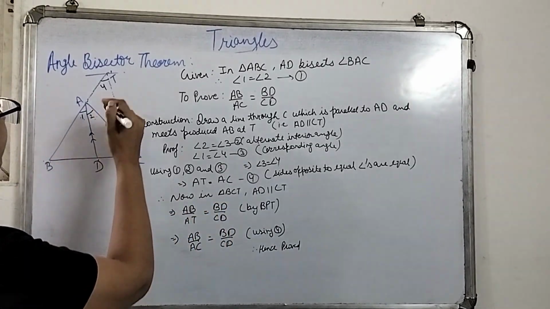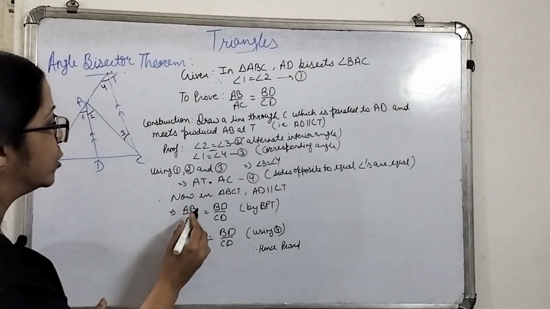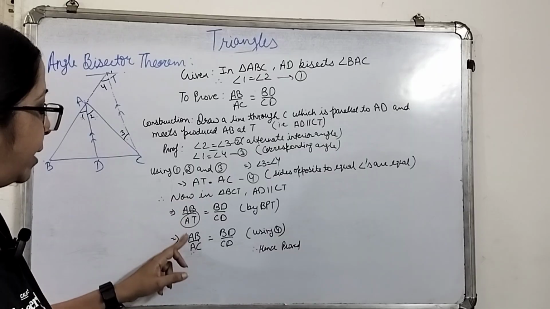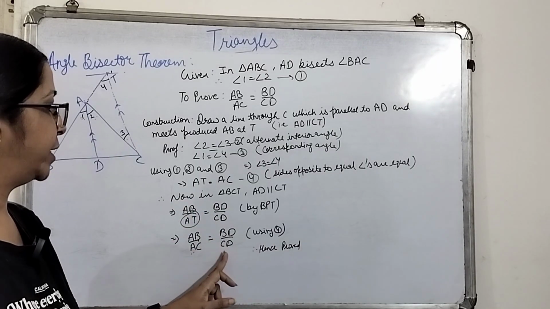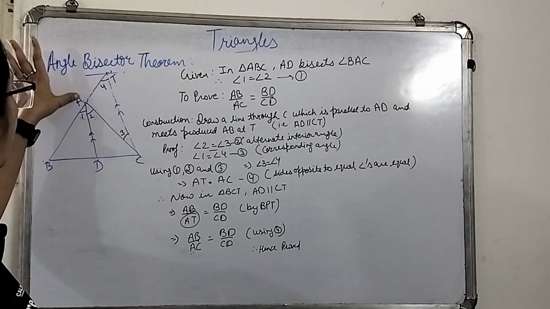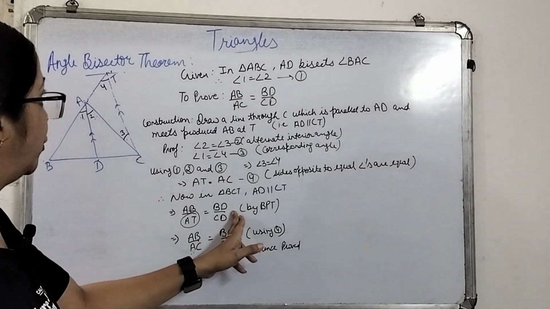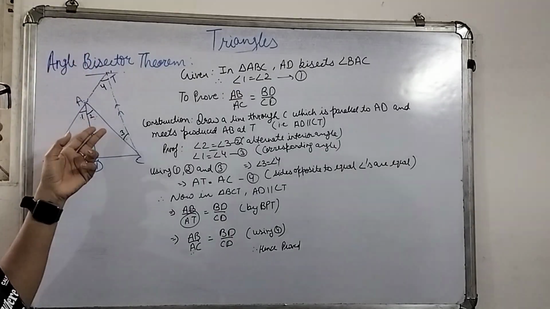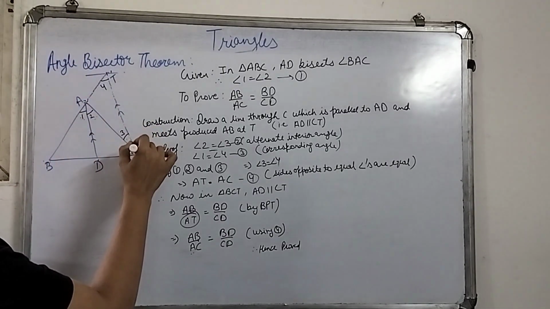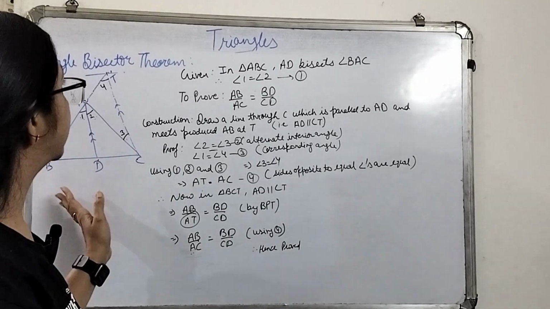Now, since AT is equivalent to AC, instead of AT we can keep AC. So it will become AB over AC is equivalent to BD over CD, and that was to be proved. We had proved that AB over AT is equivalent to BD over DC, and AT was equivalent to AC. That's the reason AB over AC is equivalent to BD over DC. Hope this is clear to you.